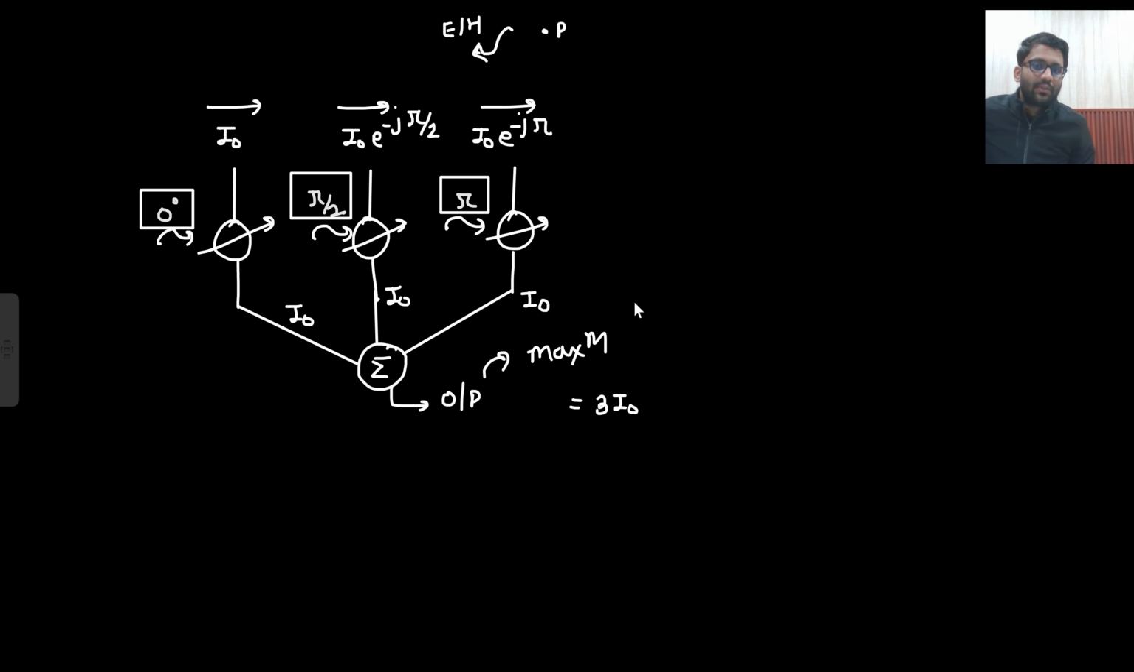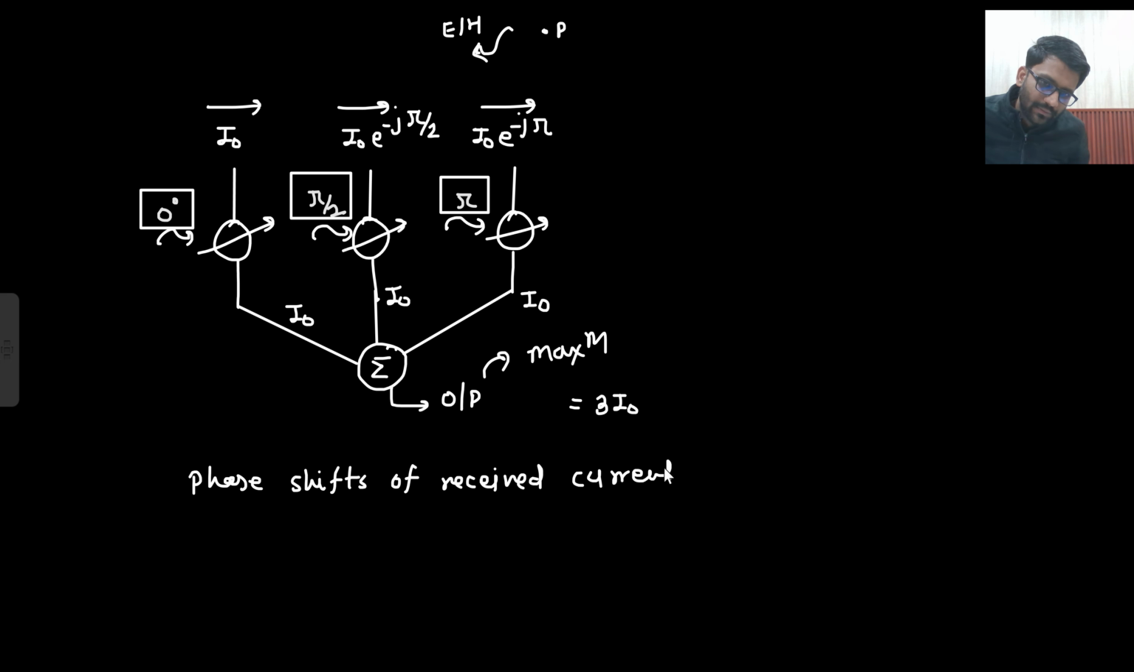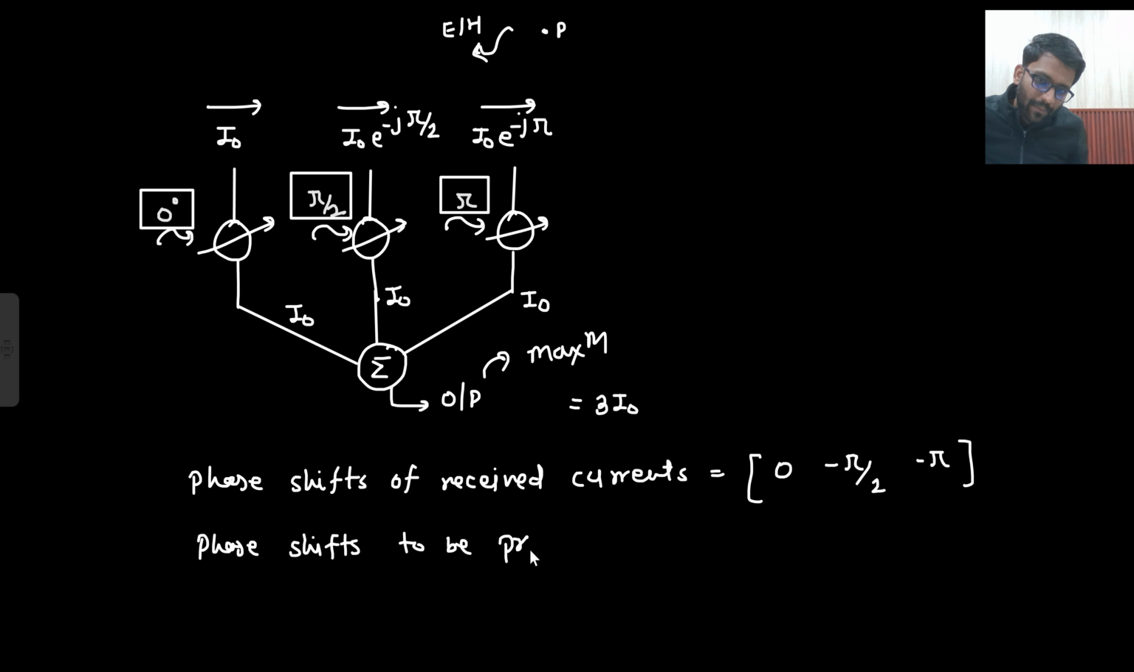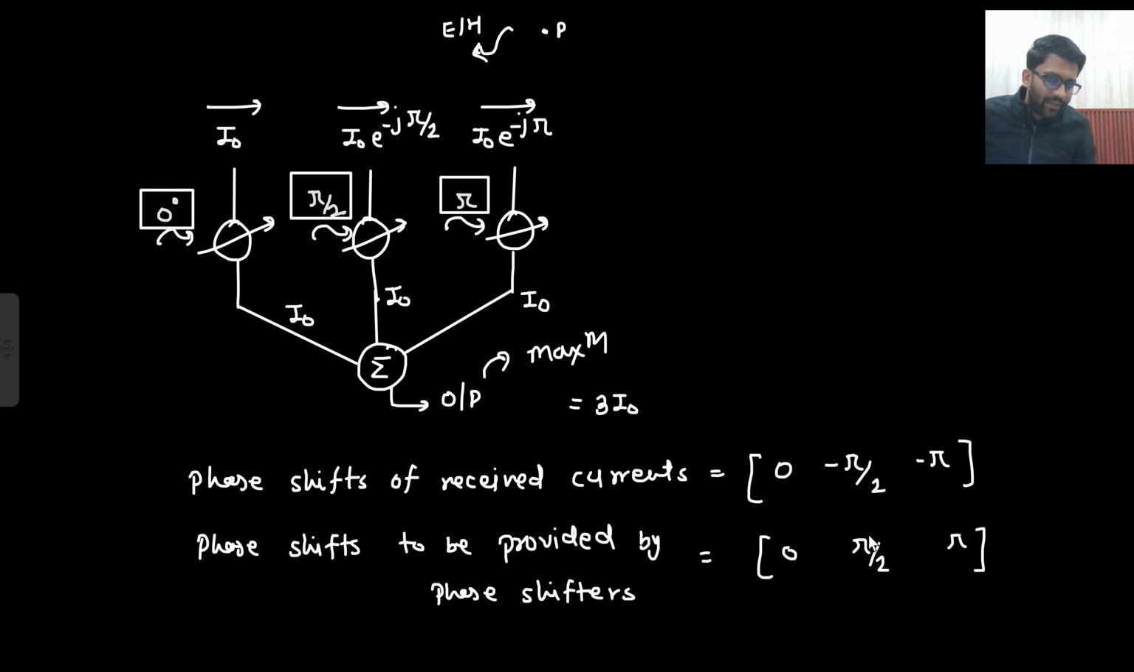Say yes or no? So phase shifts of received currents, that is 0, minus pi by 2 and minus pi. But phase shifts to be provided by phase shifter, that would be 0, pi by 2 and pi. So that equivalent becomes 0.